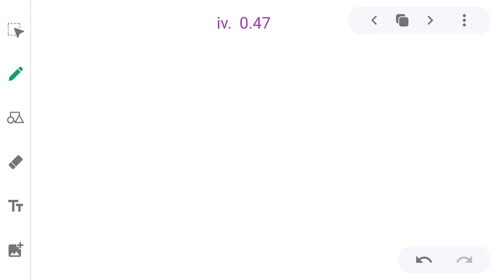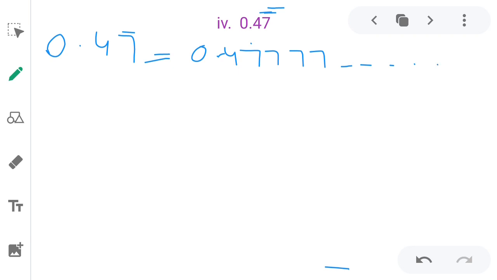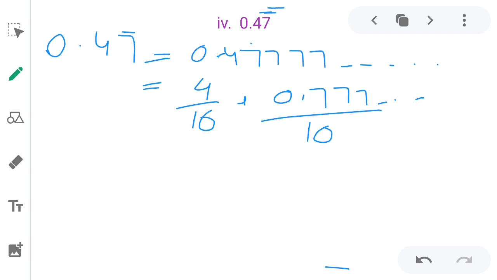7 has a bar over it in this question. The bar is on 7. So 0.47 bar, this shows that this decimal expansion can be written as 0.4777 and so on. It means 4 is not repeating, only 7 is the term which is repeating itself. So first we have to write it in its expanded form, like 4 upon 10 plus 0.777 and so on upon 10.